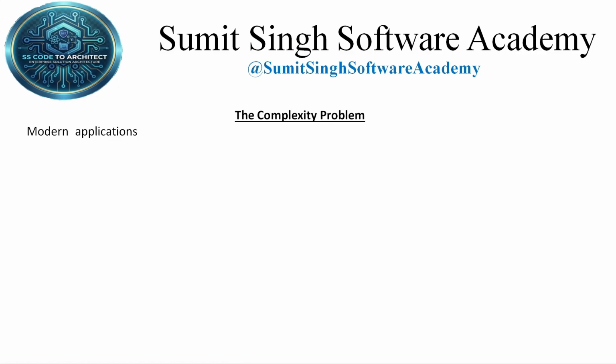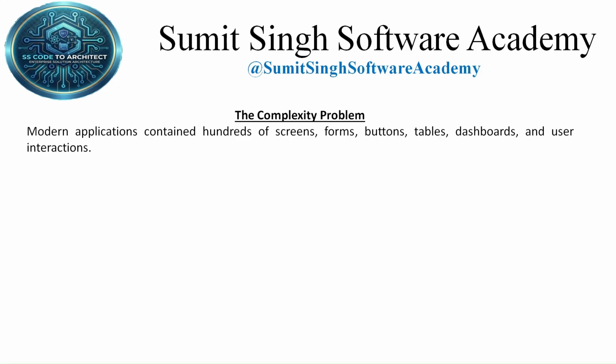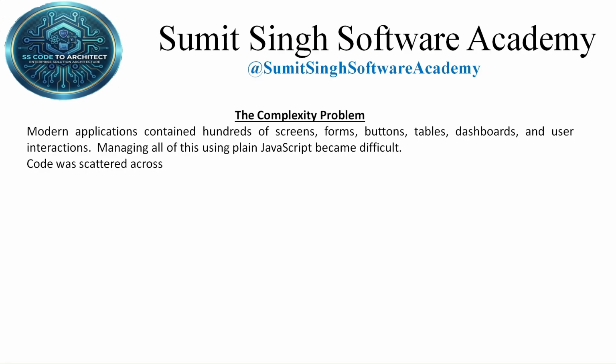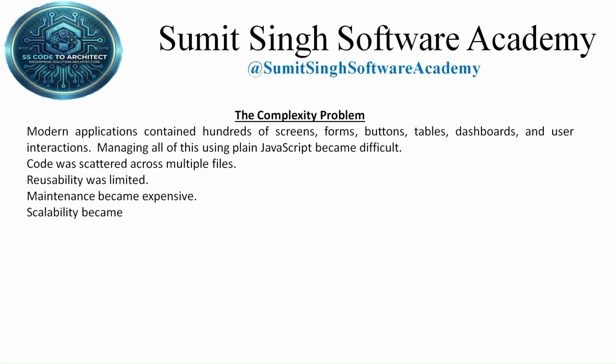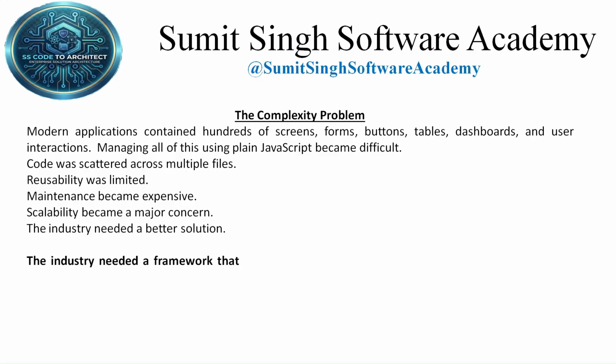The complexity problem. Modern applications contained hundreds of screens, forms, buttons, tables, dashboards, and user interactions. Managing all of this using plain JavaScript became difficult. Code was scattered across multiple files. Reusability was limited. Maintenance became expensive. Scalability became a major concern. The industry needed a better solution.